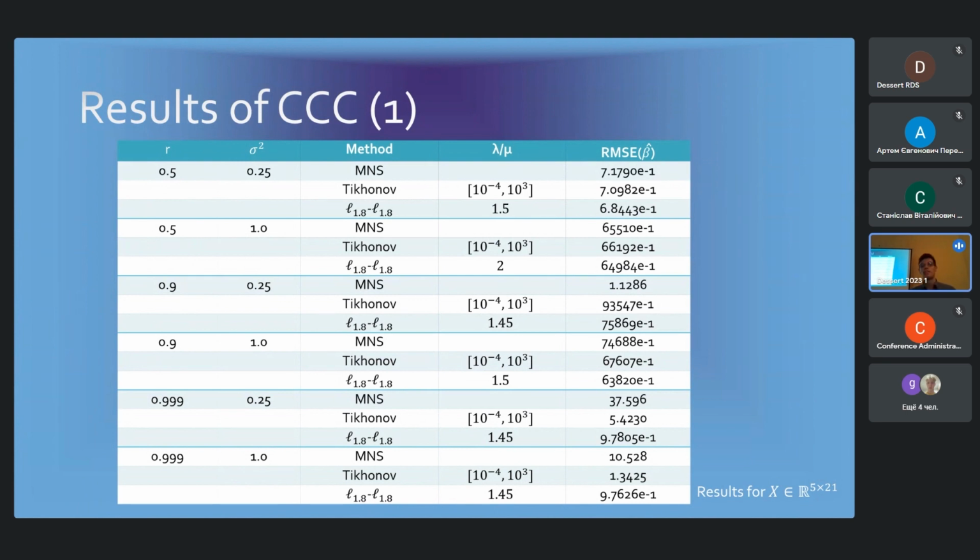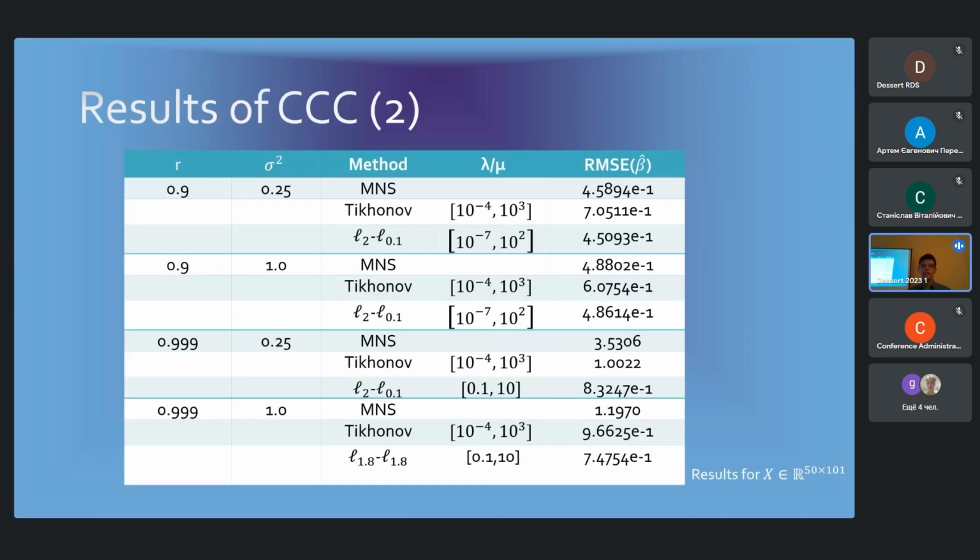For starters, in CCC, we can observe that MNS can yield satisfactory results for small r, for example 0.5 or 0.9, where sigma squared plays a small role in this equation. However, as the columns become more highly correlated, MNS is no longer satisfactory, and we need regularization techniques.